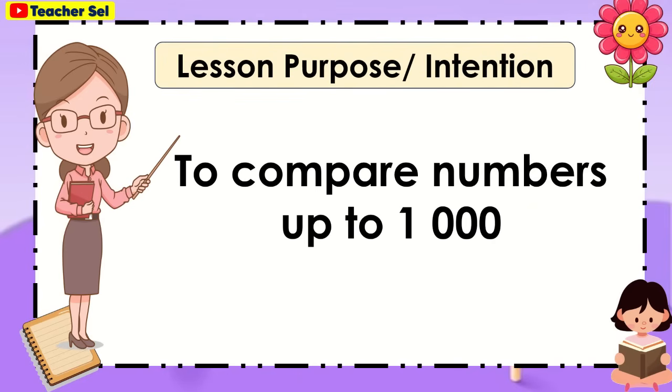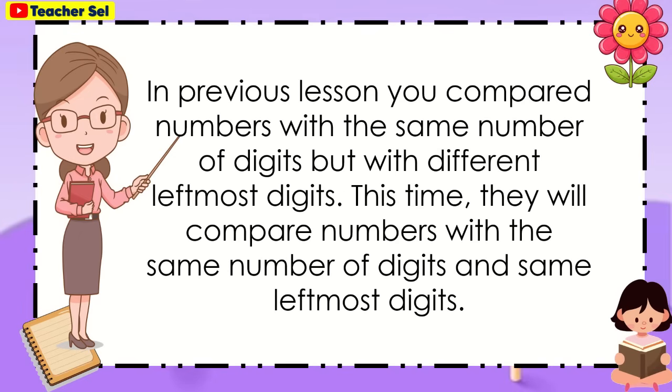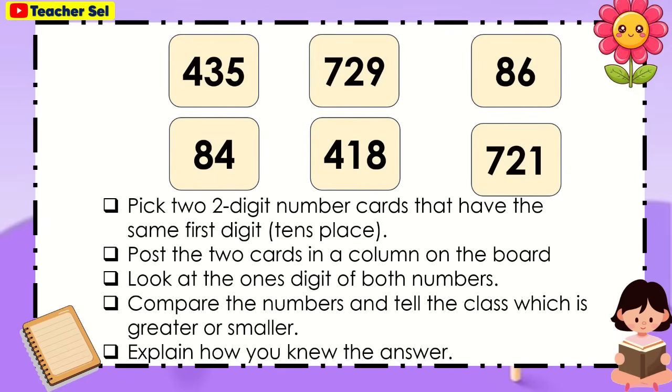For our lesson purpose, to compare numbers up to 1,000. In the previous lesson, you compared numbers with the same number of digits but with different leftmost digits. This time, you will compare numbers with the same number of digits and the same leftmost digits. Pick two two-digit number cards that have the same first digit, the tens place. Post the two cards in a column on the board. Look at the ones digit of both numbers. Compare the numbers and tell the class which is greater or smaller. Explain how you knew the answer.